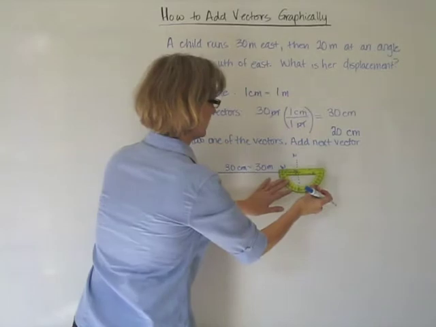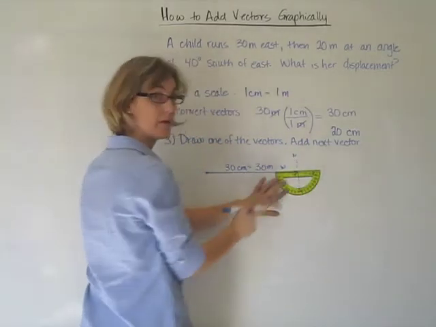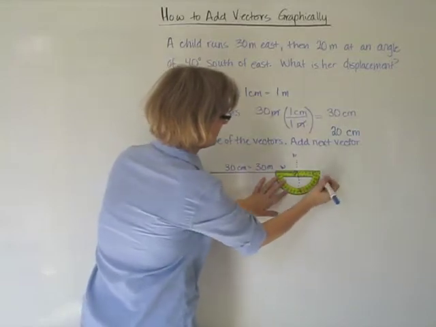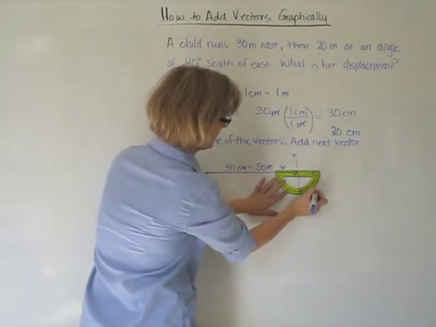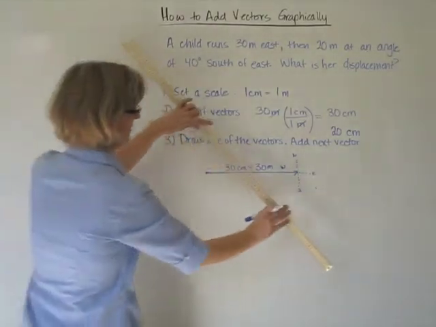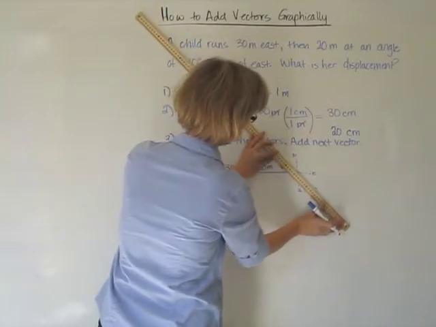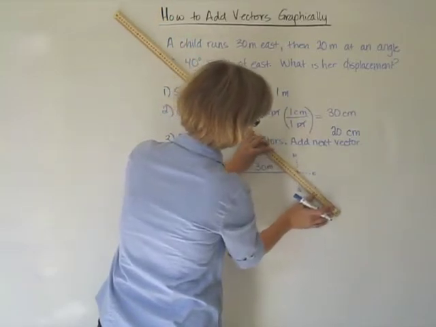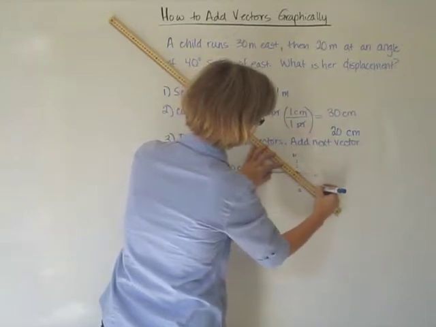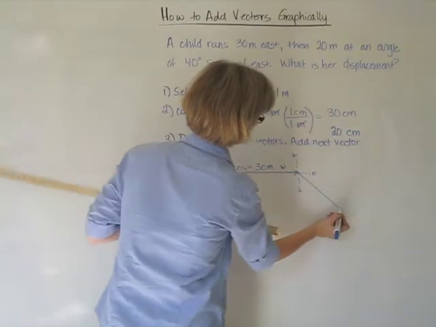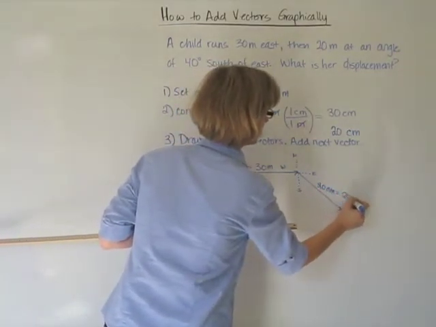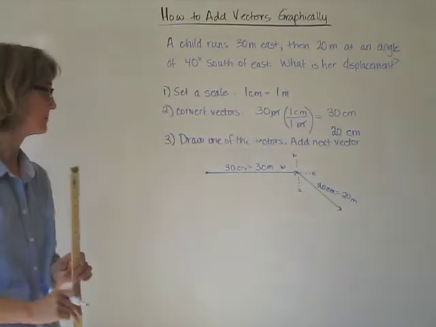So put your protractor here, center it on that point at the arrowhead of your first vector. And measuring 10, 20, 30, 40. 40 degrees is in this direction. So this is where I'm going to draw my 20 centimeter vector. It's along that direction, and it needs to be 20 centimeters long. That vector looks like this. So this is 20 centimeters, representing the actual 20 meter displacement.